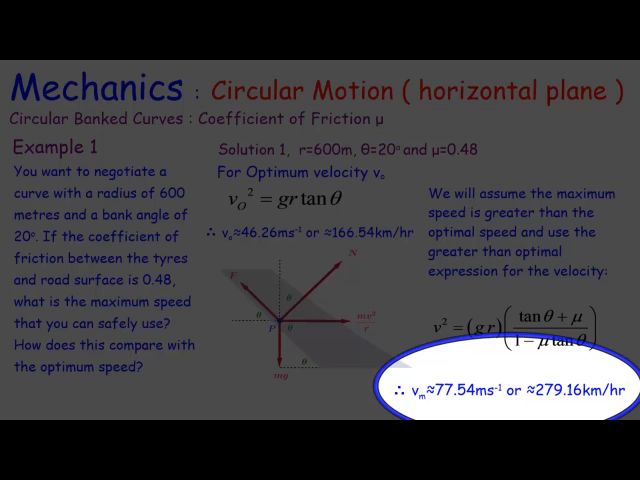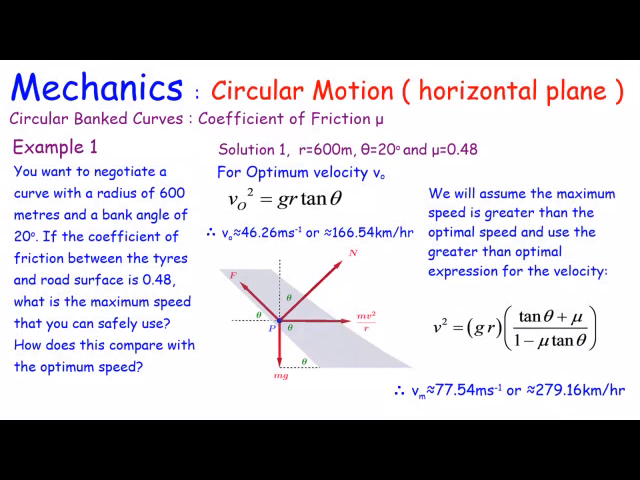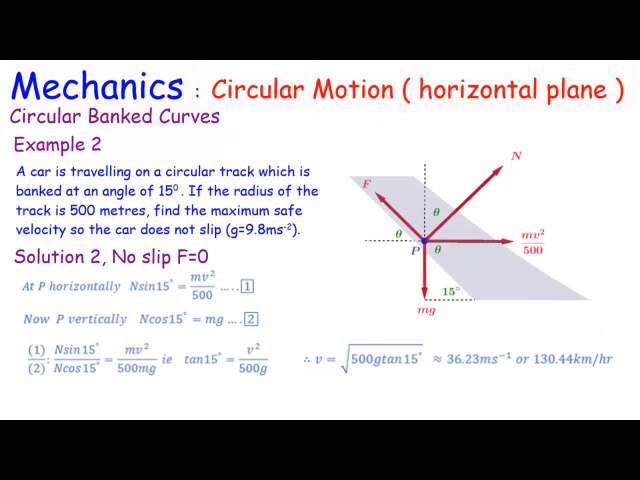Now, if I increase my coefficient of friction to about 0.5, 0.6, 0.7, our maximum speed actually increases quite dramatically, up above 300 kilometers per hour. All right, so let's have a look at some normal little examples with our no slip situation.